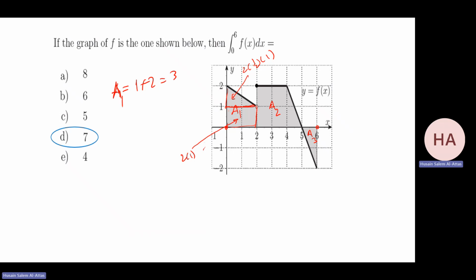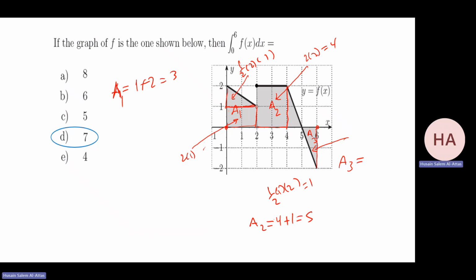This is A1. Okay. When it comes to A2, you can do it this way. This is a triangle. This is 1, this is 2. There is a half times 1 times 2. This is width, this is height. No difference. That will be 1. This one is a rectangle. 2 times 2, which is 4. So A2 will be 4 plus 1, which is 5. Now it comes to A3. This one, A3. A3 will be what?